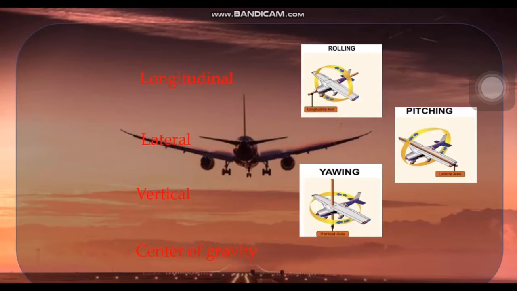The last one is vertical, also called the yaw axis. It passes through the aircraft vertically. It goes across the center of gravity. Center of gravity is the point where the whole weight of an aircraft is concentrated.